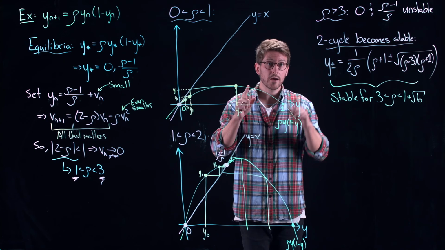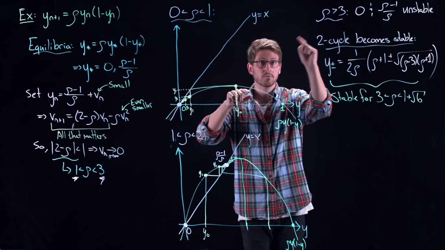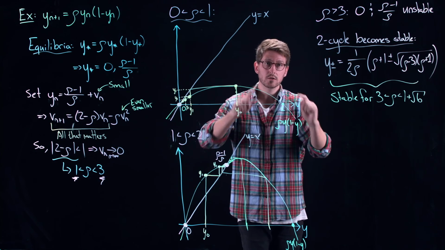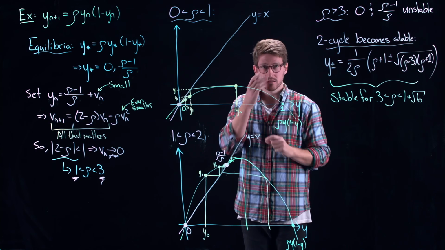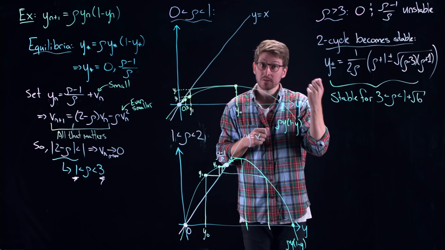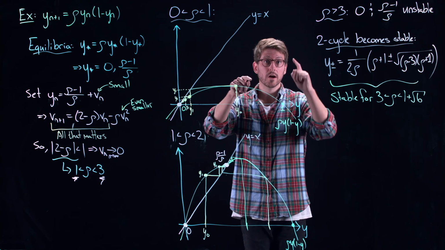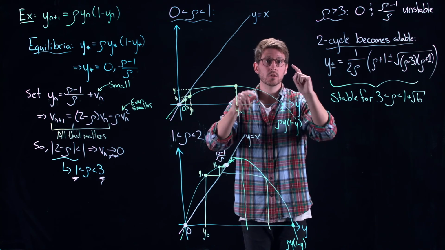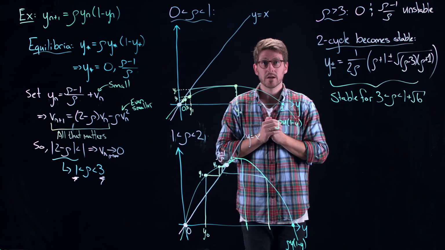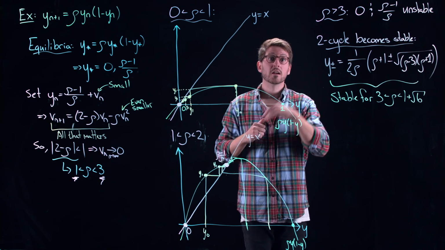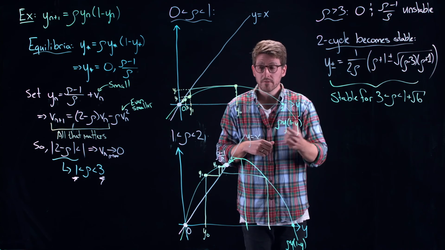So you go from one value to the next, to the next, to the next, back to the first. 1, 2, 3, 4. 1, 2, 3, 4. And that thing is only stable for a little bit of rho until it doubles again. And then you get an 8-cycle. 1, 2, 3, 4, 5, 6, 7, 8. And then the 8-cycle destabilizes. You get a 16. Then you get a 32. Then you get a 64. Then you get 128. Then you get 512.